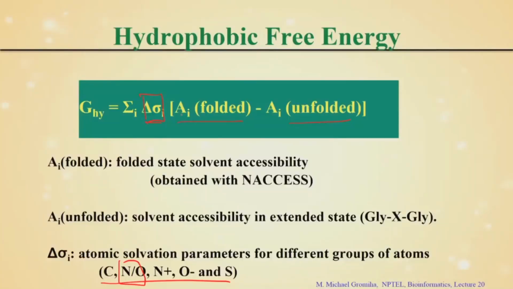Can we get the folded state accessibility? You can get it, if it is for each atom. So, which algorithm can we use? DSSP? No, we cannot use DSSP because it gives you residue wise. NACCESS we can use, or GETAREA you can use for each atom. So, we have the value for the folded state and the value for the unfolded state, and if delta sigma i is known, you can calculate the hydrophobic free energy. It is very simple. Now, the question is how to get this delta sigma i.